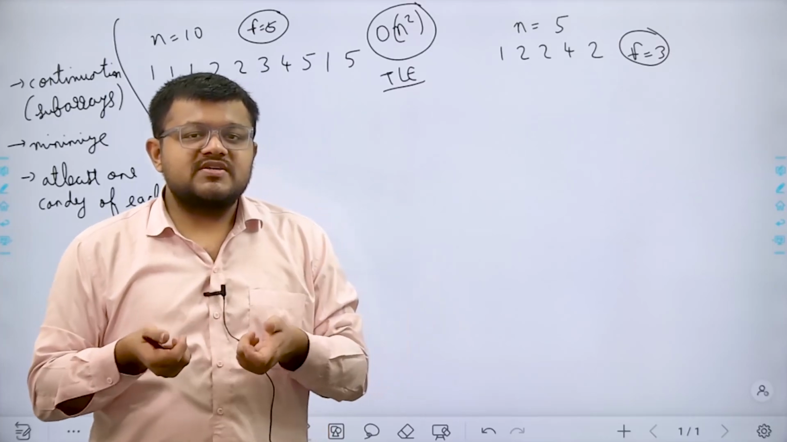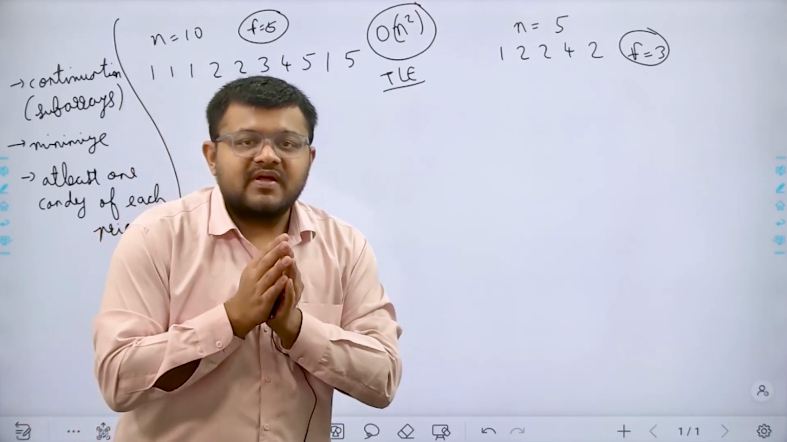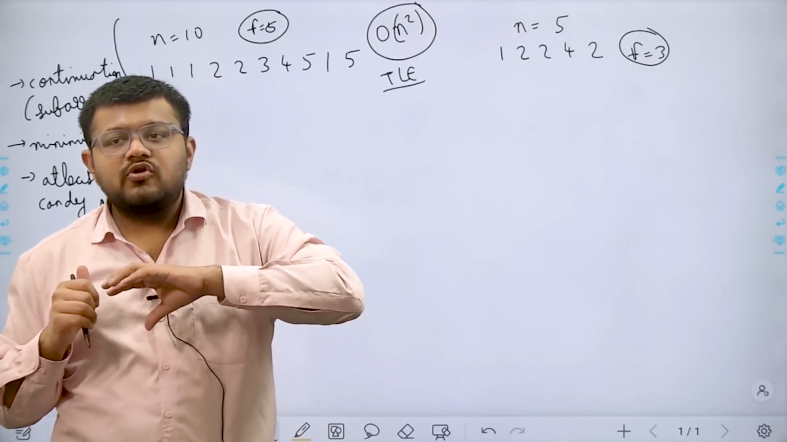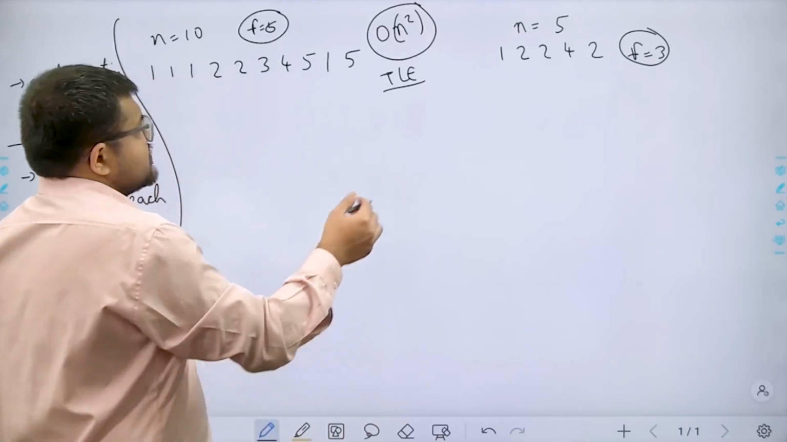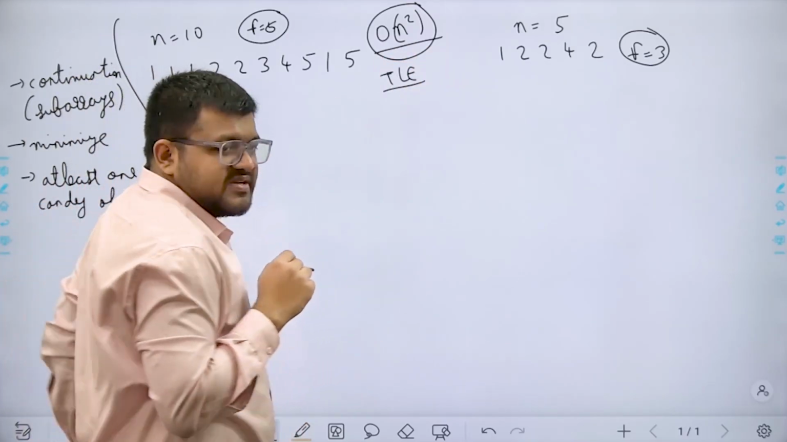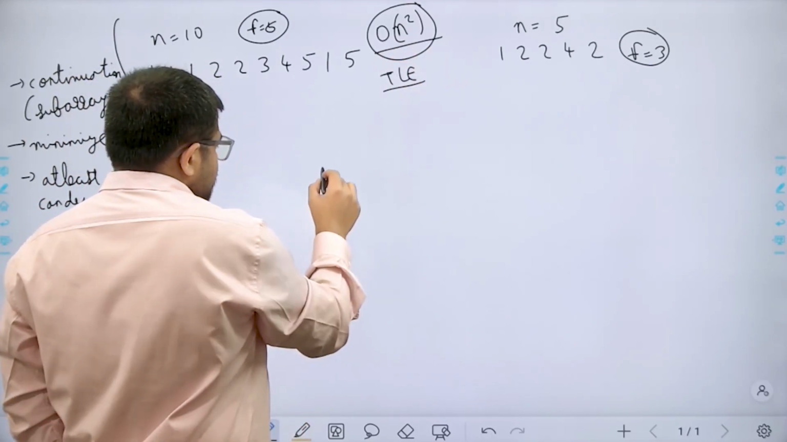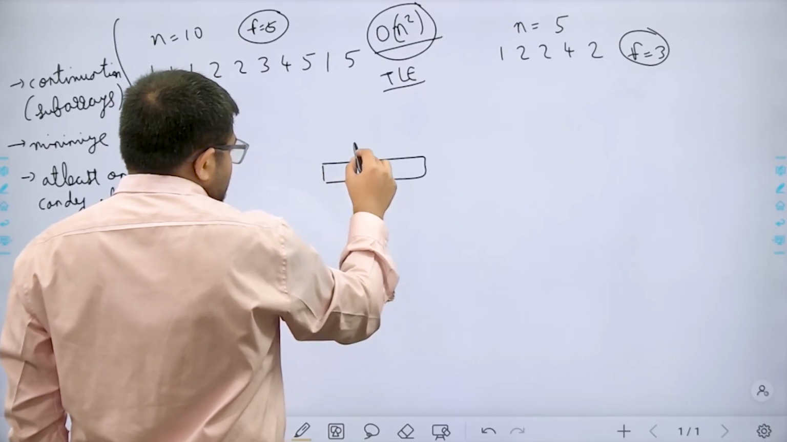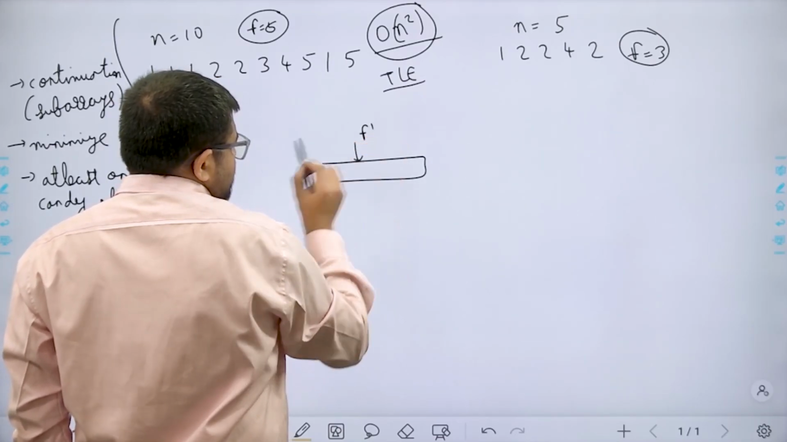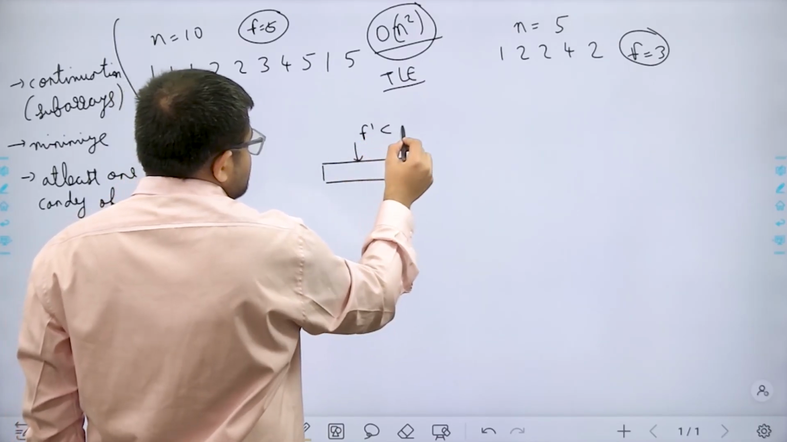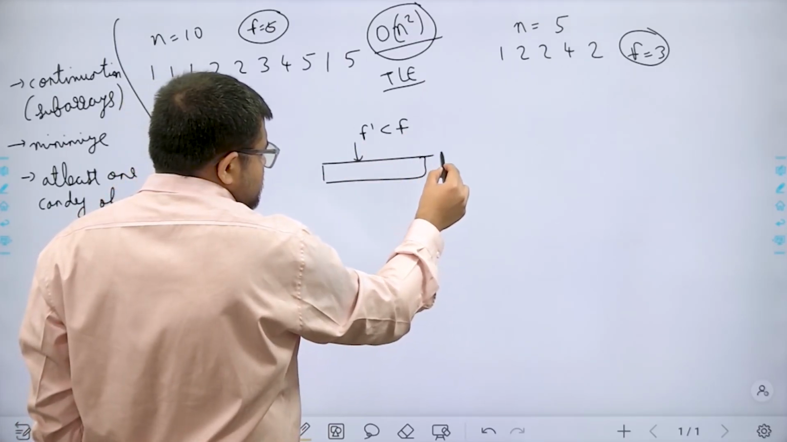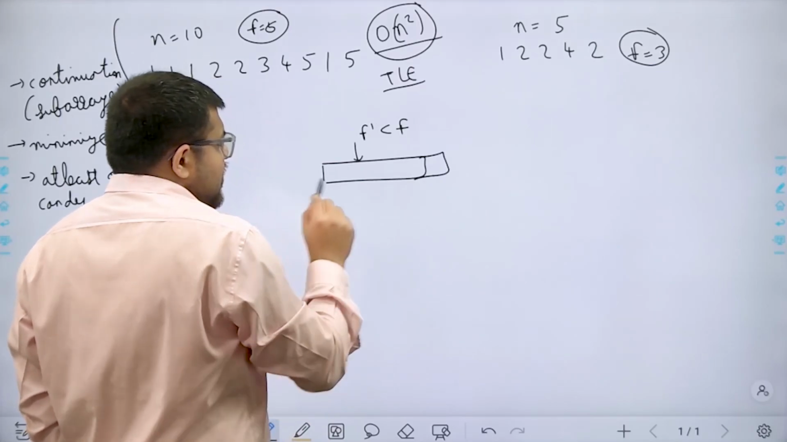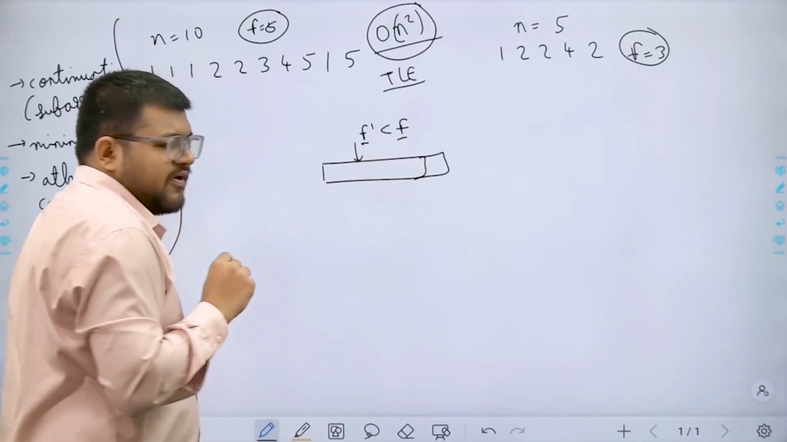Okay, so in this way what will happen is I will ignore a lot of subarrays without calculating them. For example, here I was calculating n square subarrays. Here, let's say this is a subarray, it contains f dash number of unique candies. If this is less than f, then I will increase the subarray size from the right hand side until this f dash matches f.